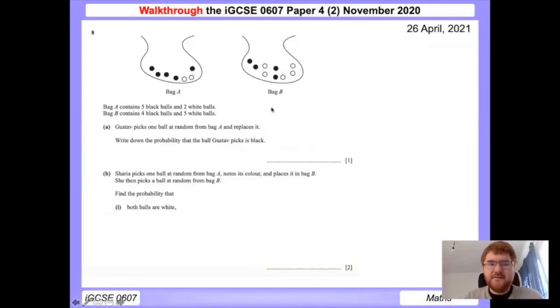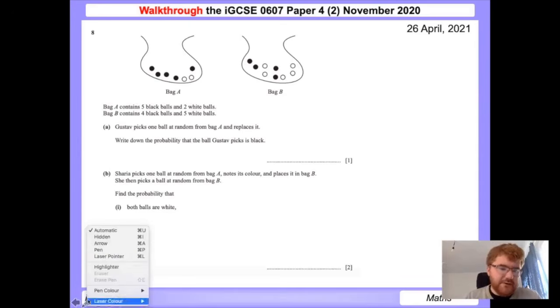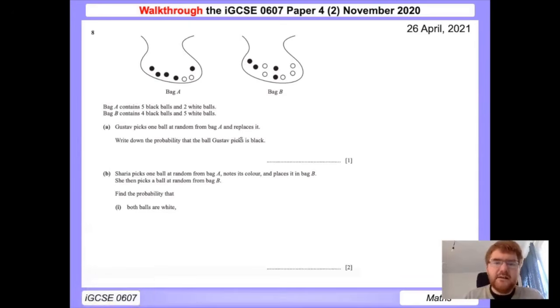So bag A contains 5 black balls and 2 white balls. Bag B contains 4 black balls and 5 white balls, as in the diagram. Gustav, I always like their names, picks one ball at random from bag A and replaces it. So that's very, very important when we're looking at these kind of questions.